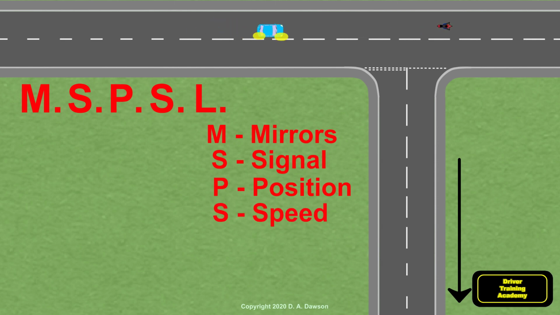S is for speed. Try to arrive at the turn when there's a gap in the oncoming traffic so that you do not need to stop. Like when turning left, slow down progressively, showing brake lights to any vehicles behind.